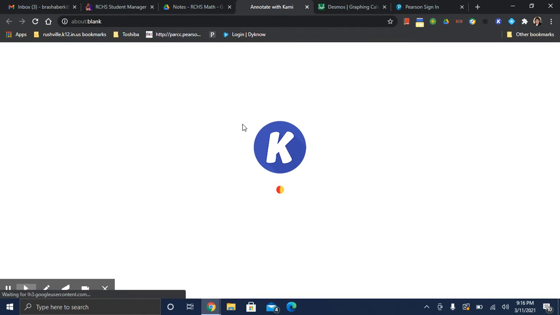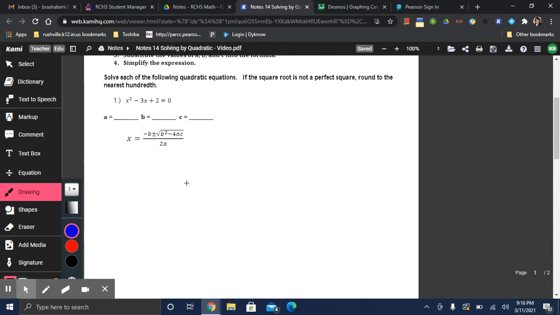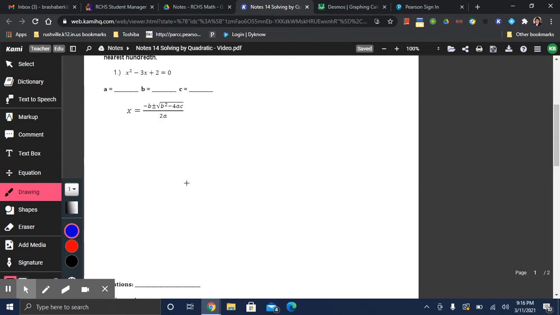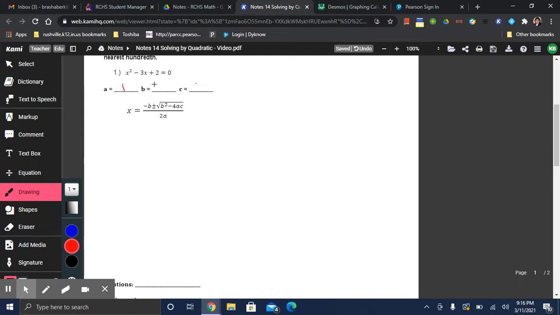So we're going to work on this first problem where we have x squared minus 3x plus 2 equal to 0. So the equation is equal to 0 like it needs to be. We will look at a, which is 1, b is negative 3, and c is 2.